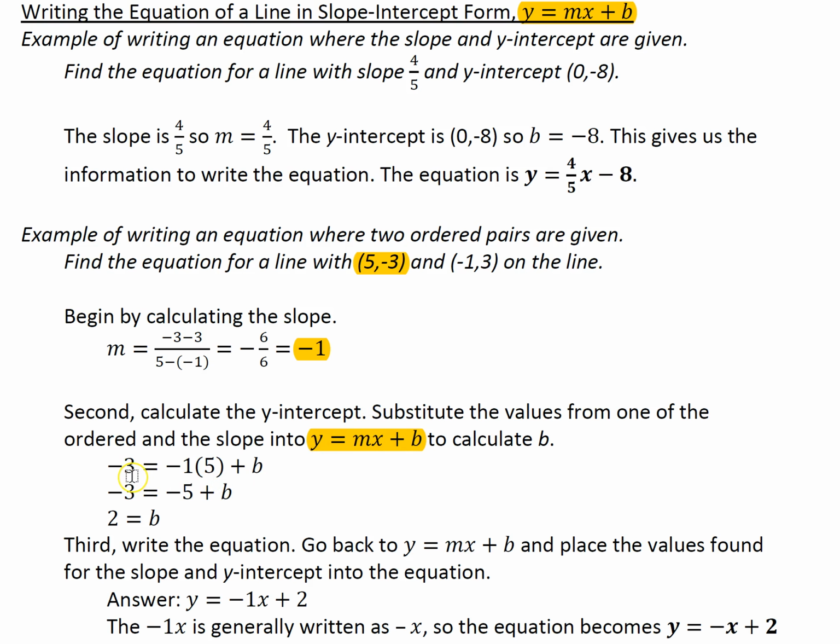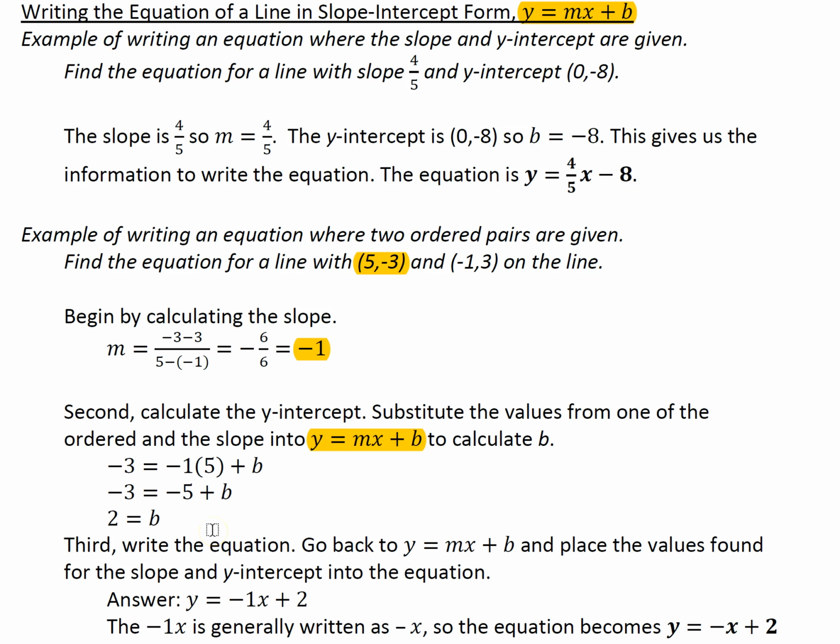So my y value from the ordered pair is -3. I have equals my slope, which is -1, multiplied with the x value from the ordered pair that the -3 came from. I solve this equation that has plus b at the end, and I arrive at b equals 2. Now I know the slope is -1, and I know the y-intercept is 2.